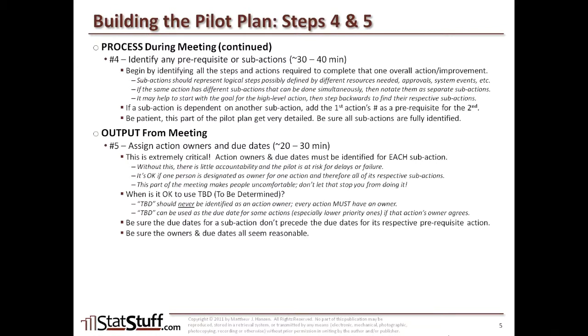And be sure the owners and due dates all seem reasonable. Just look it over, not only that you've identified them all, but make sure it looks reasonable. Now, if it looks like you have, for example, an owner name that appears many times on many actions, then you might want to call them out just to double check, to make sure that they agree that they are going to be working all these actions and they've set these due dates on them.